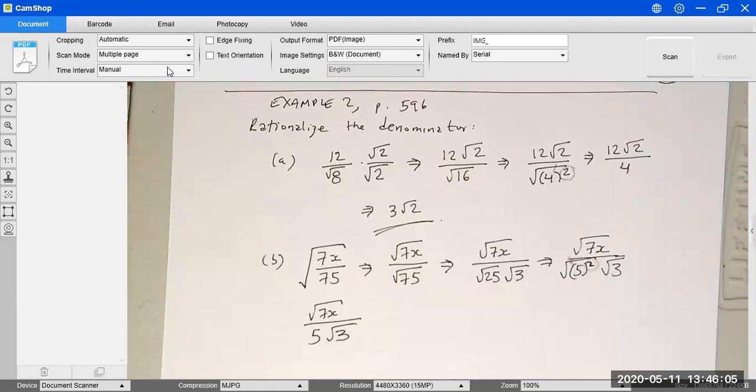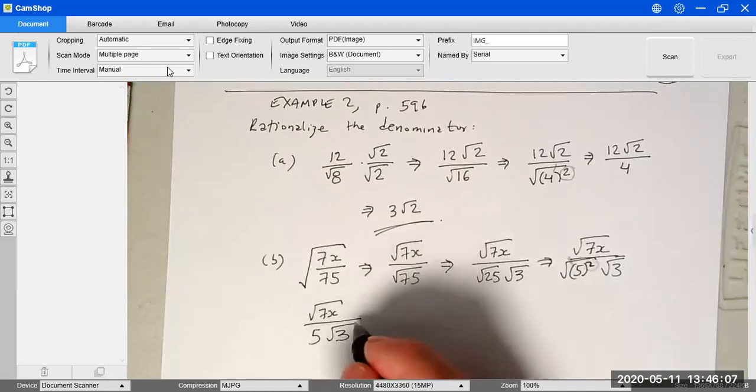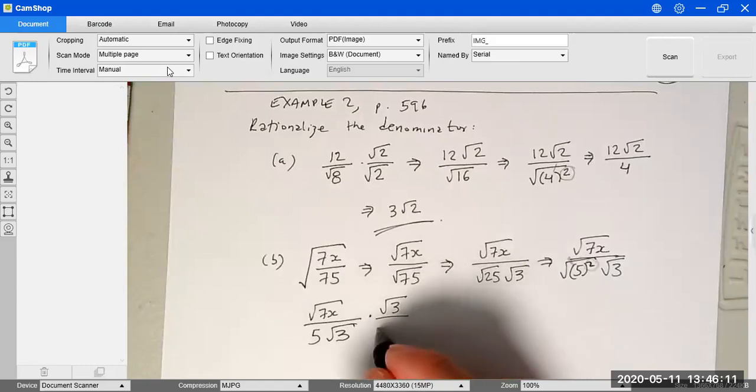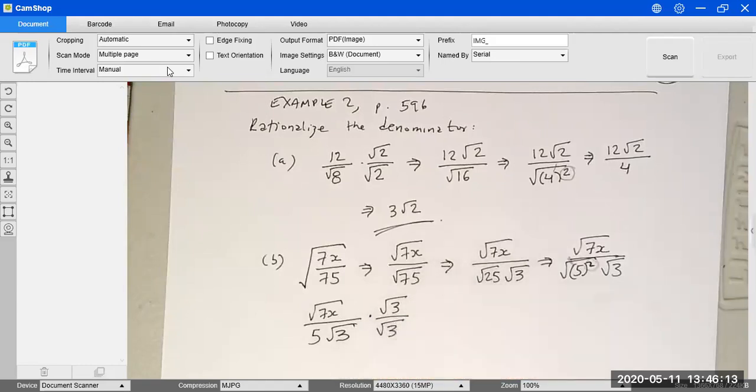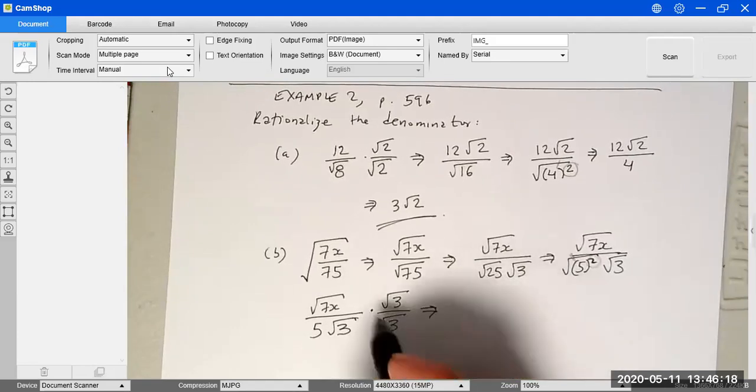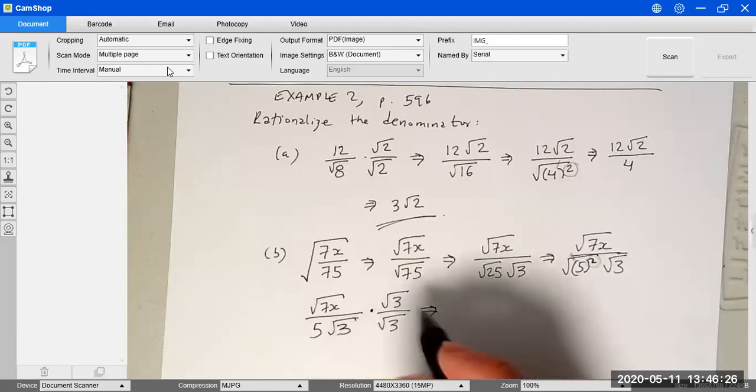So now the radical that I want to eliminate is square root of 3. So I'm going to multiply the numerator and the denominator by the square root of 3. So this multiplication here is rationalizing. That's what we call rationalizing the denominator.